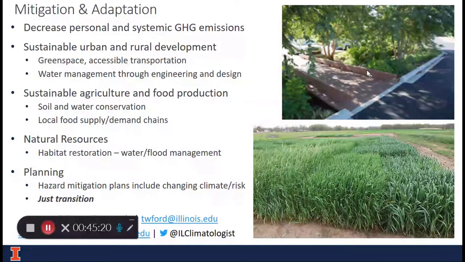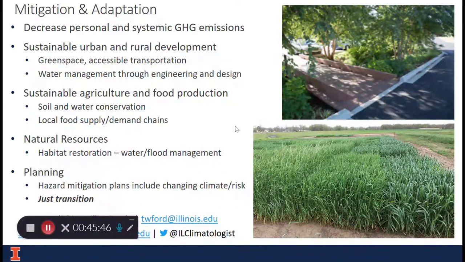So that's really an adaptation standpoint, is saying we're seeing more intense precipitation events. How can we make it so that we can reduce the impact of those intense precipitation events? And green space and bioswales are great ways of doing that. When it comes to agriculture and food production, sustainability again. So when we think about soil and water conservation, this is an environmental issue, this is an economic issue.